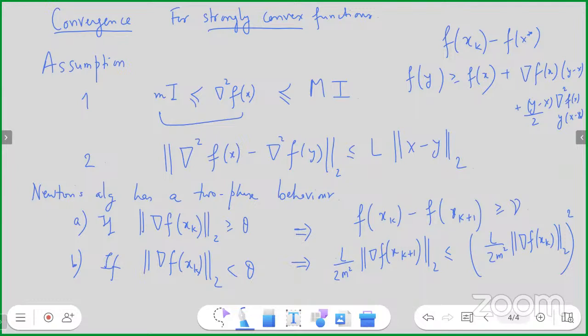Okay. Del of f at x star is 0. Not f at x star, del of f at xk. Okay, I am standing on xk. Fine. And if we have to bound f of xk minus f of x star, right? So we have to take all the rest to the right hand side and the f of x star in the left side. And what will we get?